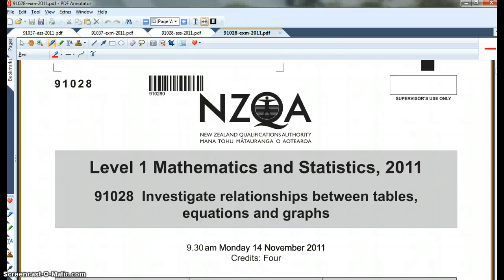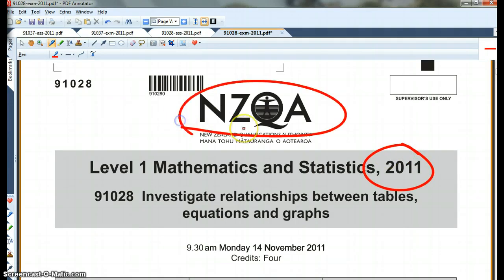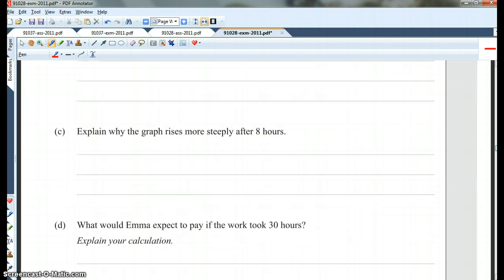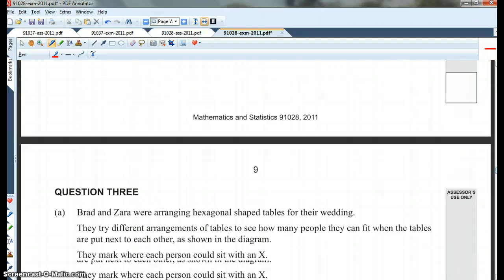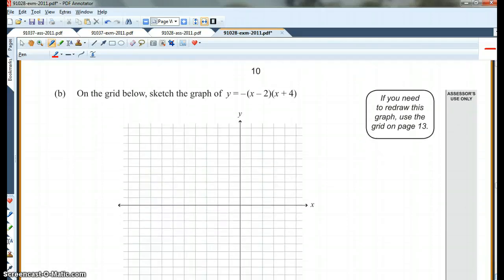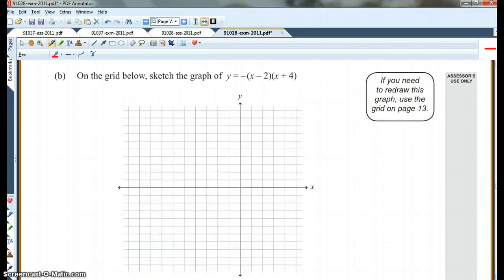Alrighty, so in this video we are looking at the 2011 actual external. The one that we want to look at is further down, and we're going straight to this one here. Okay, so on the grid below, sketch this graph. So what would you do first?